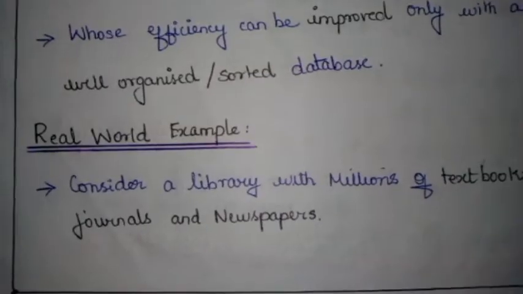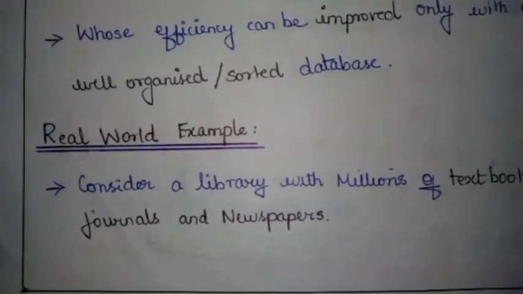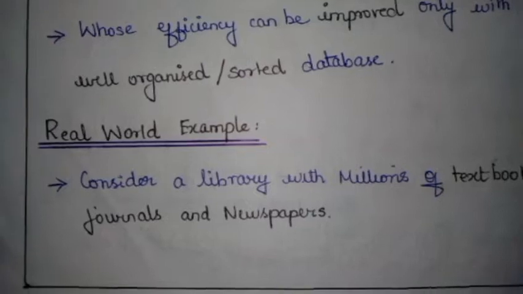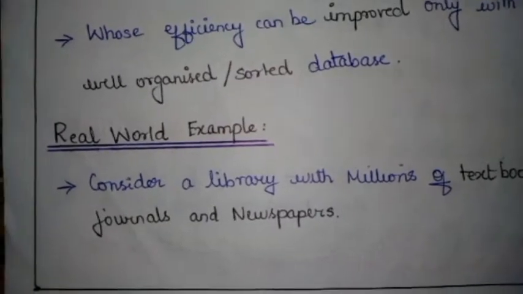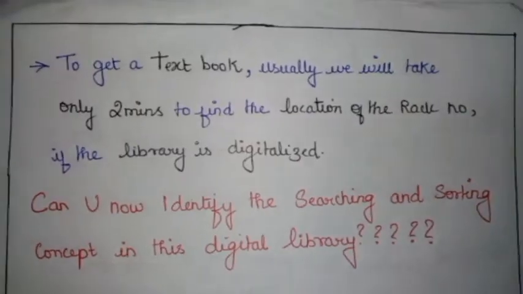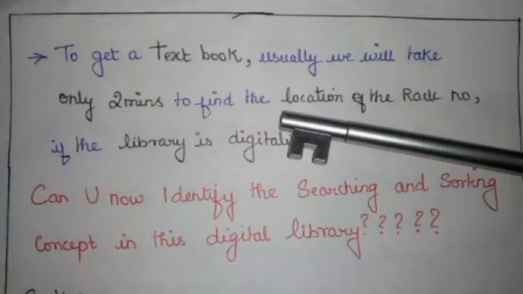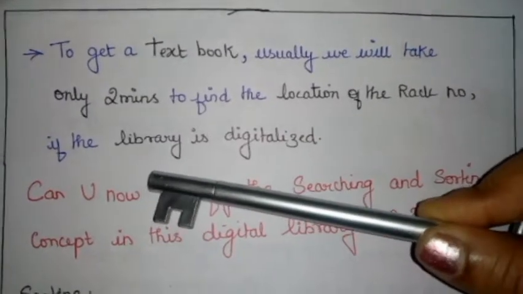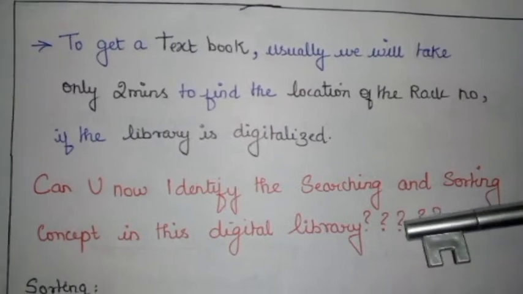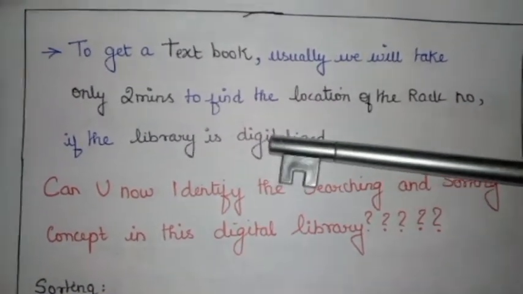Whereas just imagine the second condition where the library is digitalized. Now compare the time taken to find the book when the library is digitalized and when it is not digitalized. To get a textbook, usually we will take only 2 minutes to find the location, the rack number, if the library is digitalized. Can you now identify the importance of searching and sorting in the digitalized library?